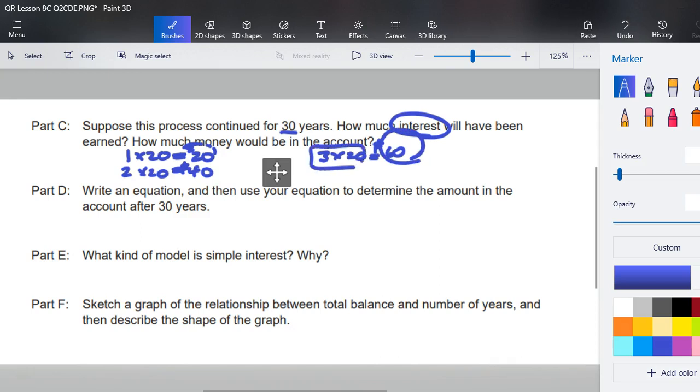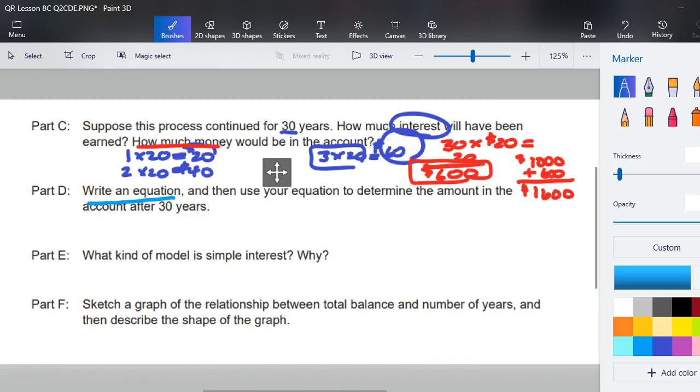So a good pattern is to take our years and multiply it times that interest that we are earning. So for 30 years, at $20 each year, we can put the 20 down here and get a 600. We would earn $600 in 30 years. The second question of how much money would be in the account, well, we started with 1,000 and we earned $600 over those 30 years. So our account would have $1,600.